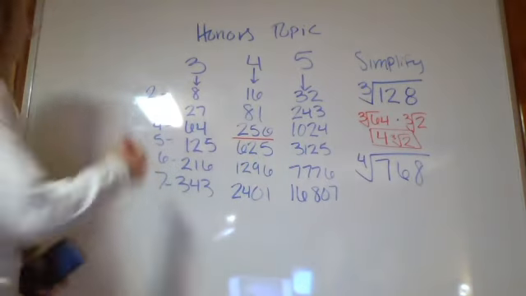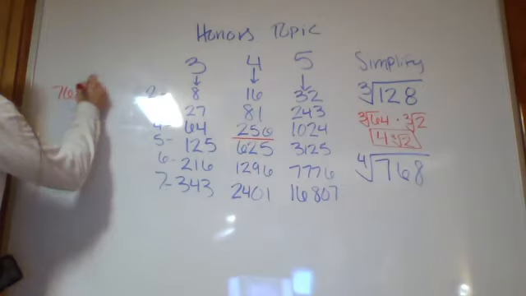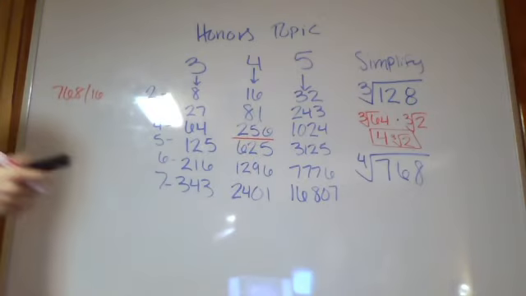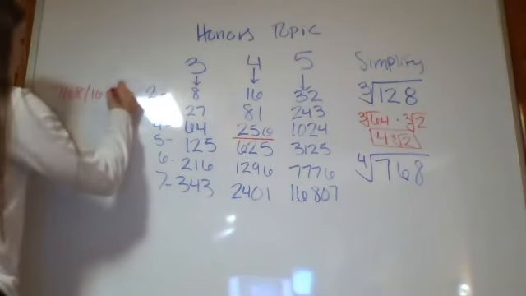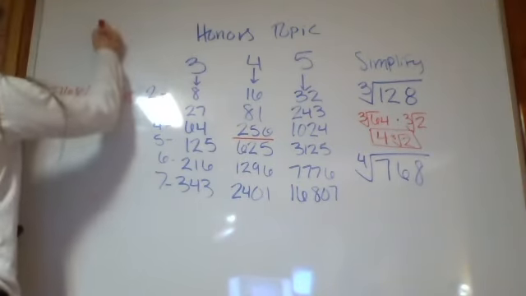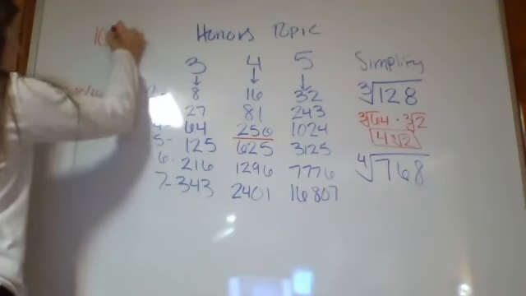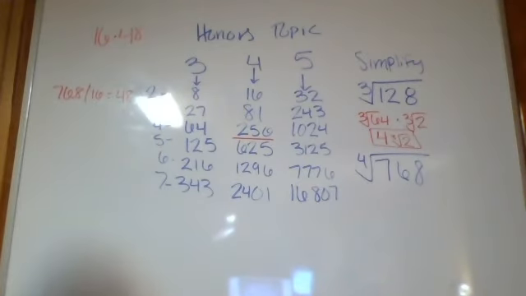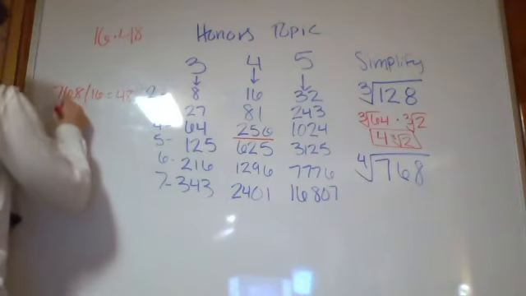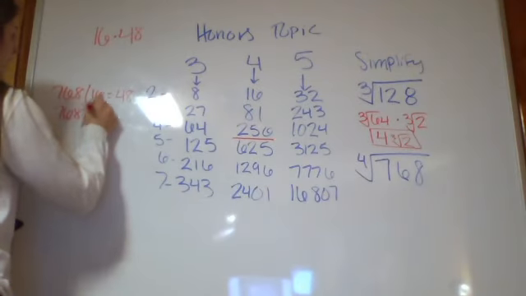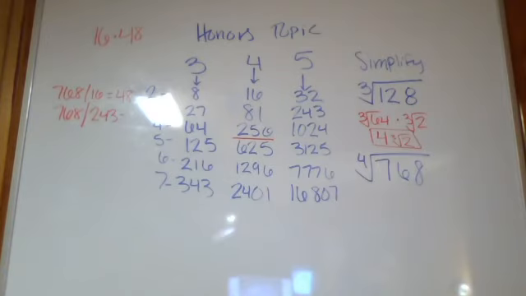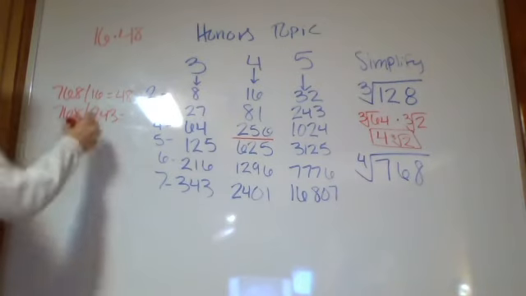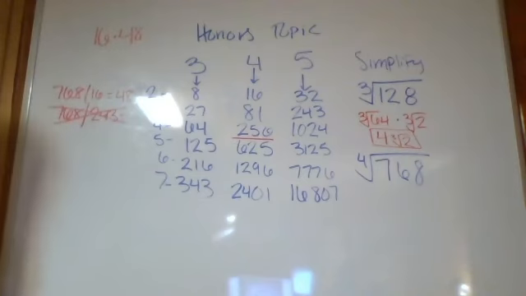So we are going to take 768 and divide it by 16 and see what we get. We get 48. So essentially 16 times 48 gives us 768. So that's one factor we found. Now we're going to do 768 divided by 243. That gives us a decimal. So that one is out, not going to work.